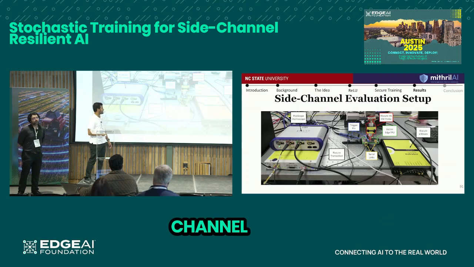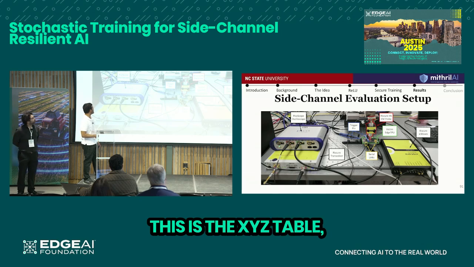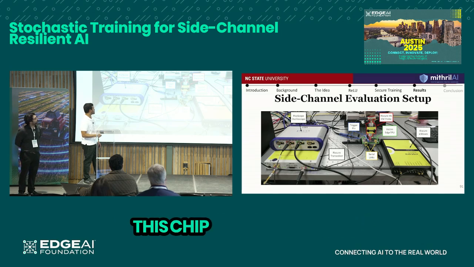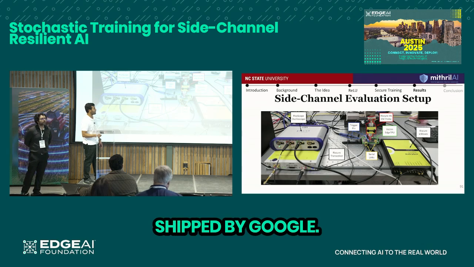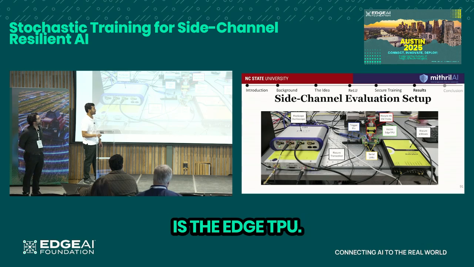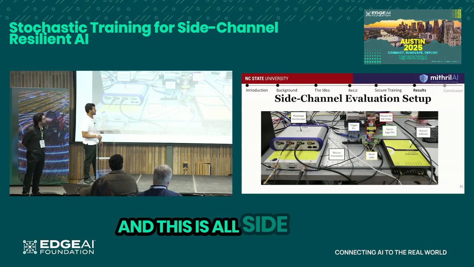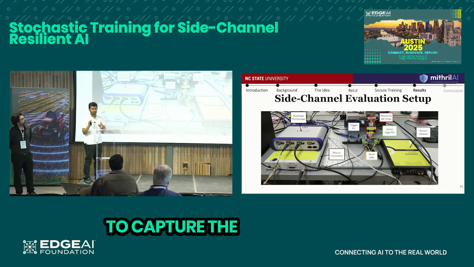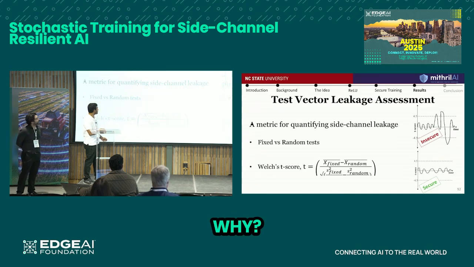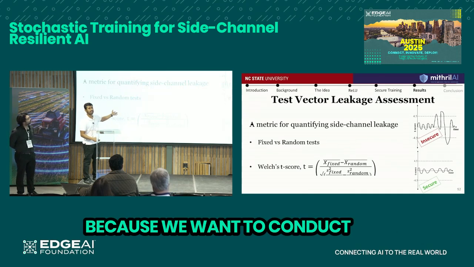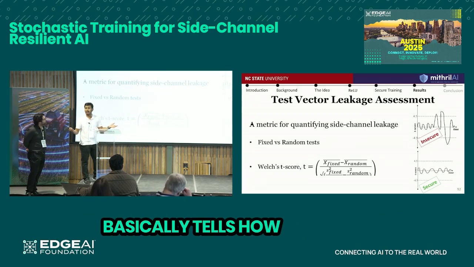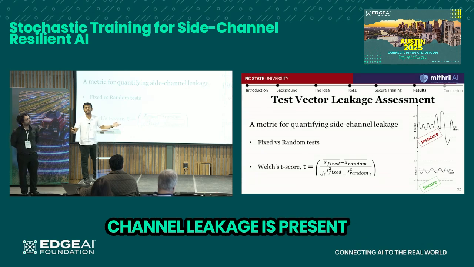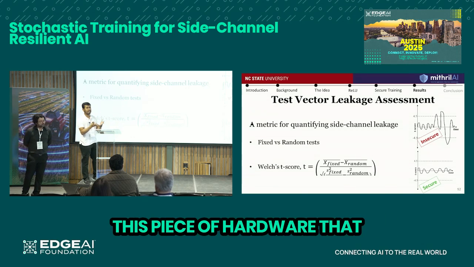This was our side channel setup. This is the XYZ table. That's the oscilloscope. This chip is the Edge TPU. This entire board is the development board shipped by Google, and somewhere here is the Edge TPU. And this is all the side channel setup that we use to capture the power traces. Why? Because we want to conduct this test called test vector leakage assessment, which basically tells how much side channel leakage is present in this piece of hardware that I'm evaluating.